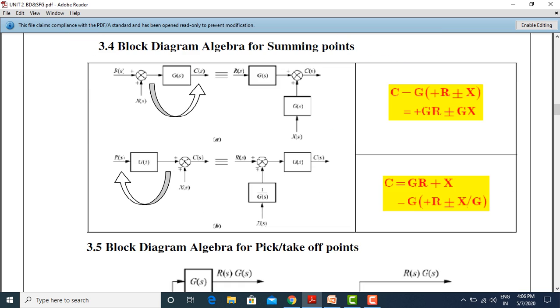Moving towards next, block diagram algebra for the summing points. Either you will shift this to the right or to the left. If you are moving the summing point to the right hand side, G of S will be added into the system. If you are moving the summing point to the left, 1 by G will be added to the system.